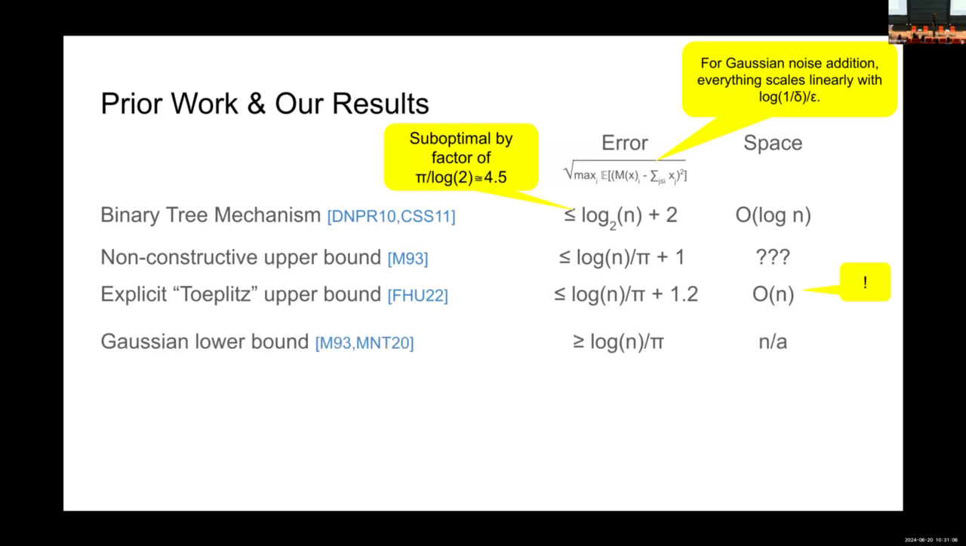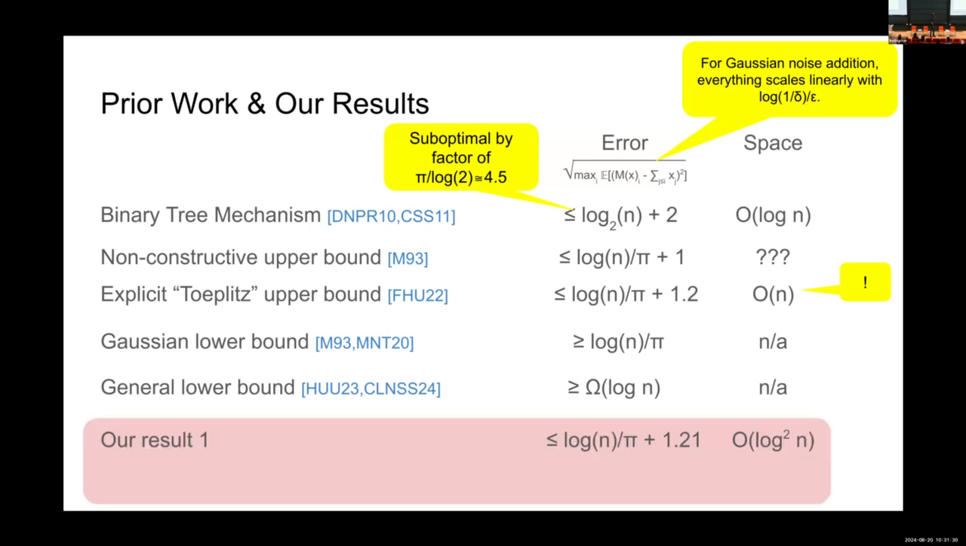There are also lower bounds here. If you're doing Gaussian noise addition, there is a lower bound that shows that the leading constant is tight. If you move away from Gaussian noise addition, we don't have tight constants. That lower bound is what the previous talk by Xin Yu was about. But the practical algorithms are Gaussian noise addition, so that's what we're going to stick to.